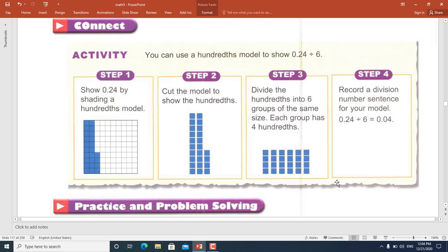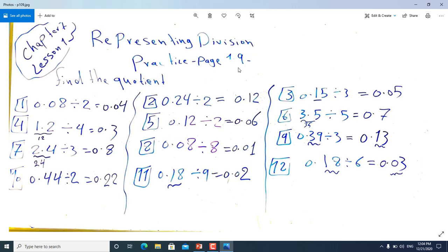Students, please stay with me. Let's do some exercises about how we can divide a decimal by a whole number by using paper and pencil. Practice page 109. Find the quotient. We don't use the model. We can do it this way.